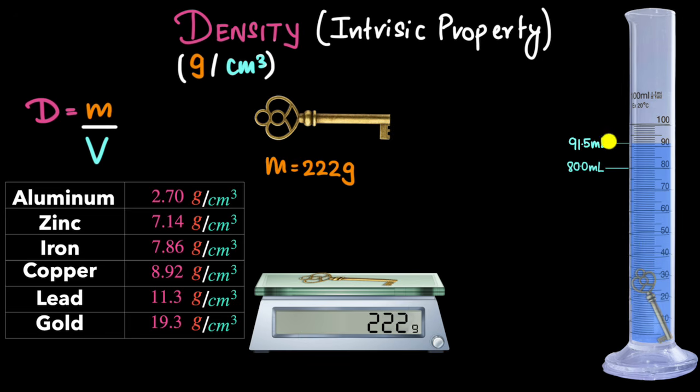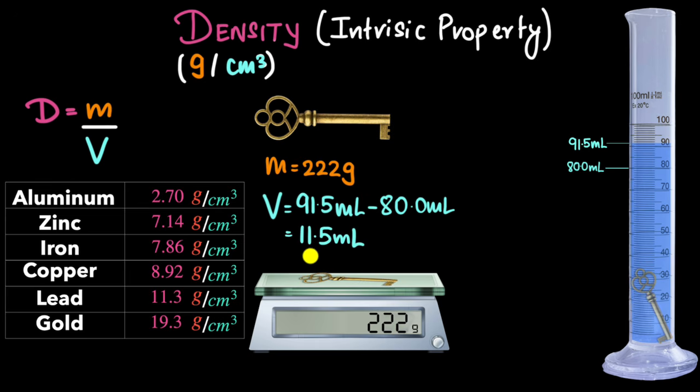So to find the volume of the key, we just need to figure out how much this displaced volume is. And how do you figure out this displaced volume? Well, you just subtract them, final minus initial. So 91.5 ml minus 80 ml, if you do that, that will be the displaced volume, and that will be the volume of the key. And that is 11.5. So the volume of our key is 11.5 ml, or we can also say it is 11.5 cm cube. Remember, ml is the same thing as cm cube.